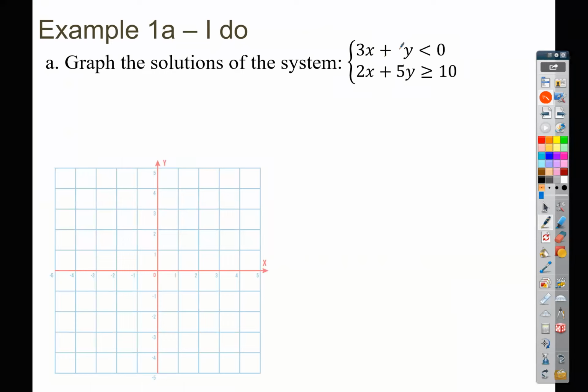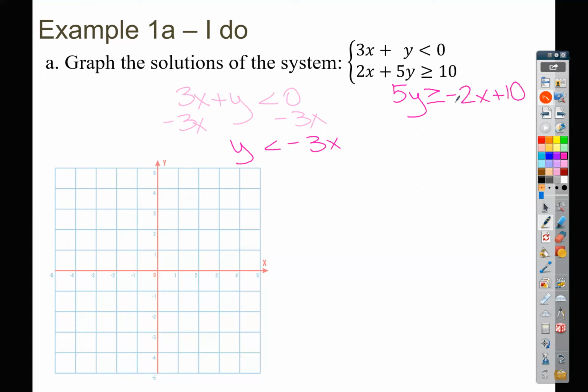Okay, so I'm going to put both of these inequalities in slope-intercept form. The very first one, 3x plus y is less than 0. I need to move the 3x to the other side, so I've got y is less than negative 3x. That's the first one. The second one, I am going to subtract the 2x and then divide by the 5. So I get y is greater than or equal to negative 2/5 x plus 2. So we're going to see what that looks like, okay?